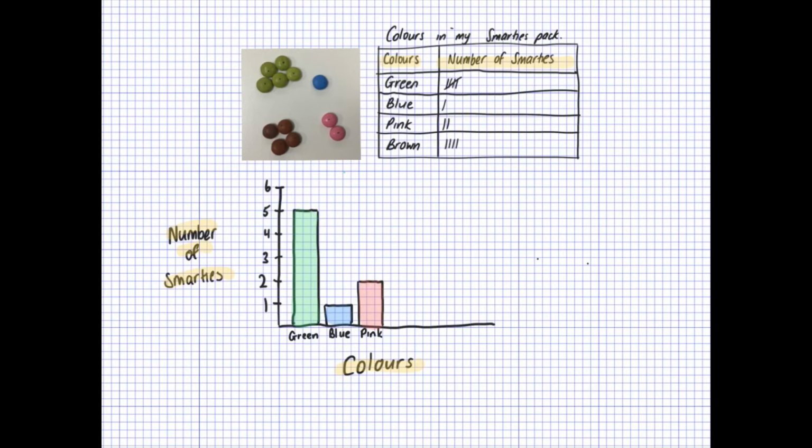And the last one was brown. So I'm going to look at the 4 and I'm going to go 1, 2, 3, put that column in. And I'm going to get brown and colour that one in. And label it.